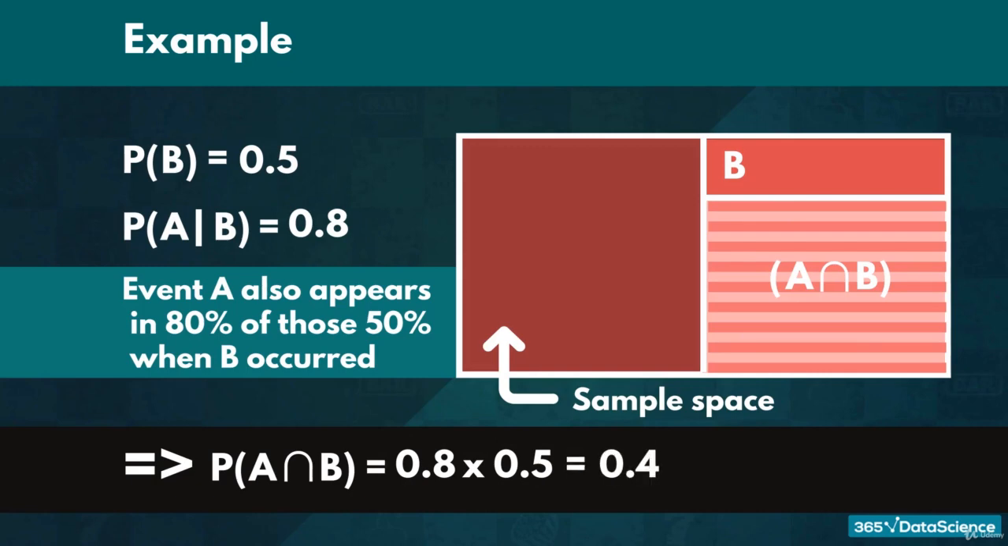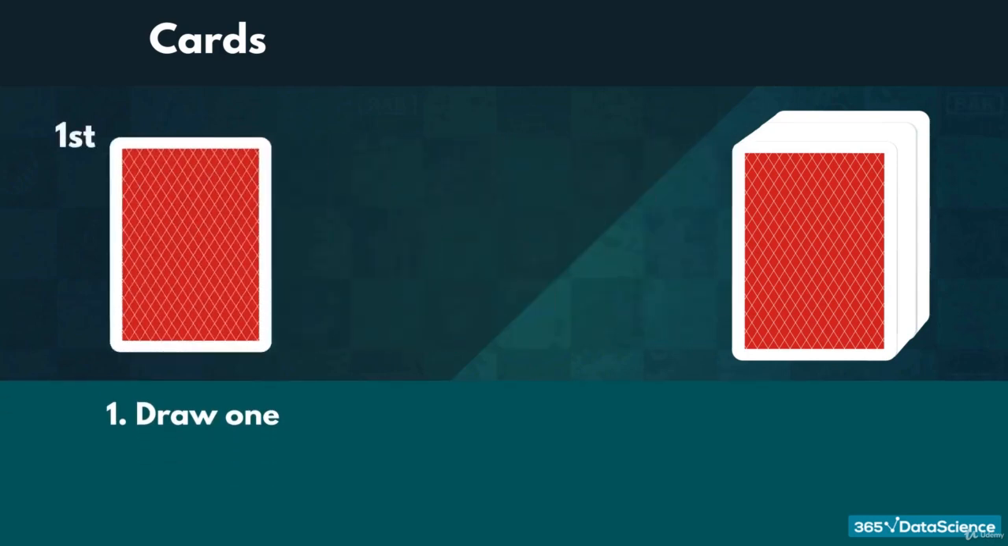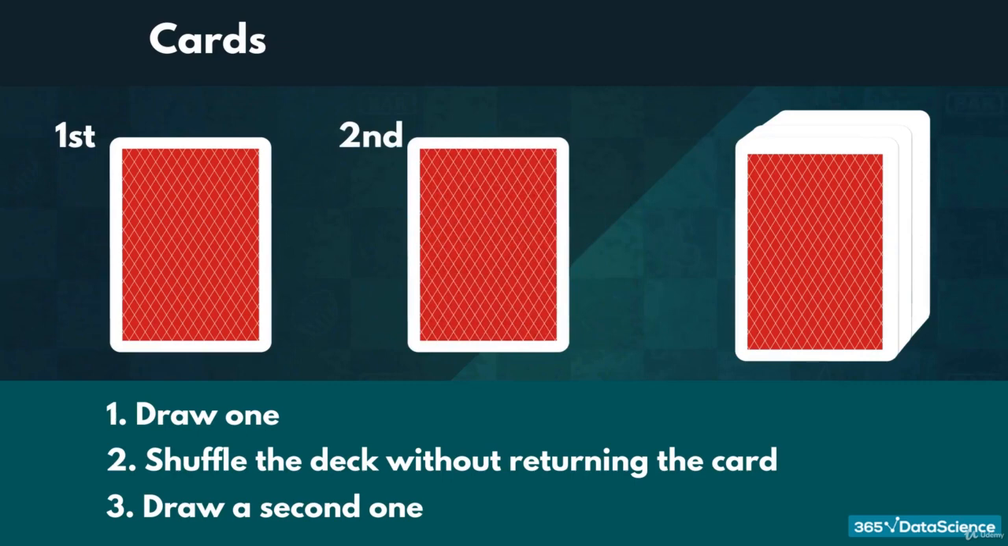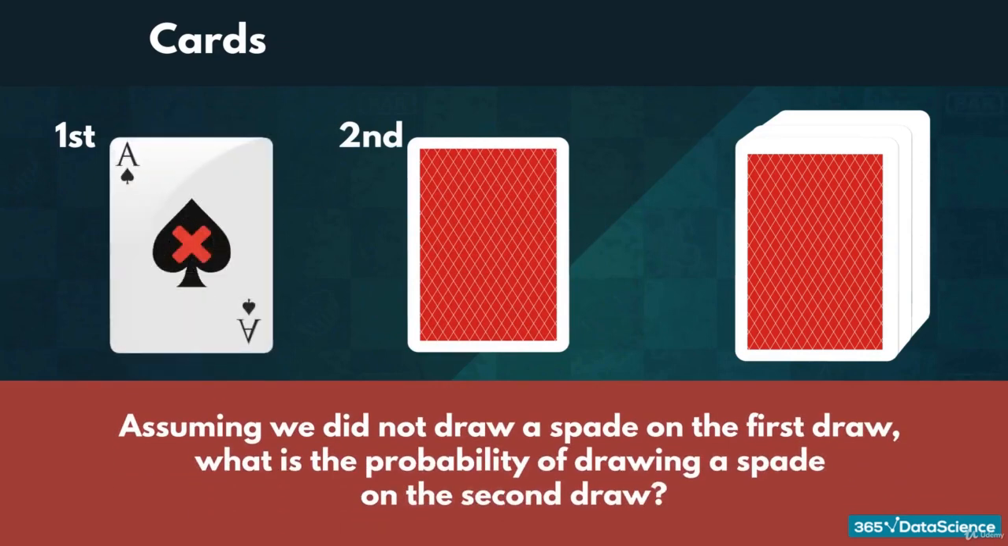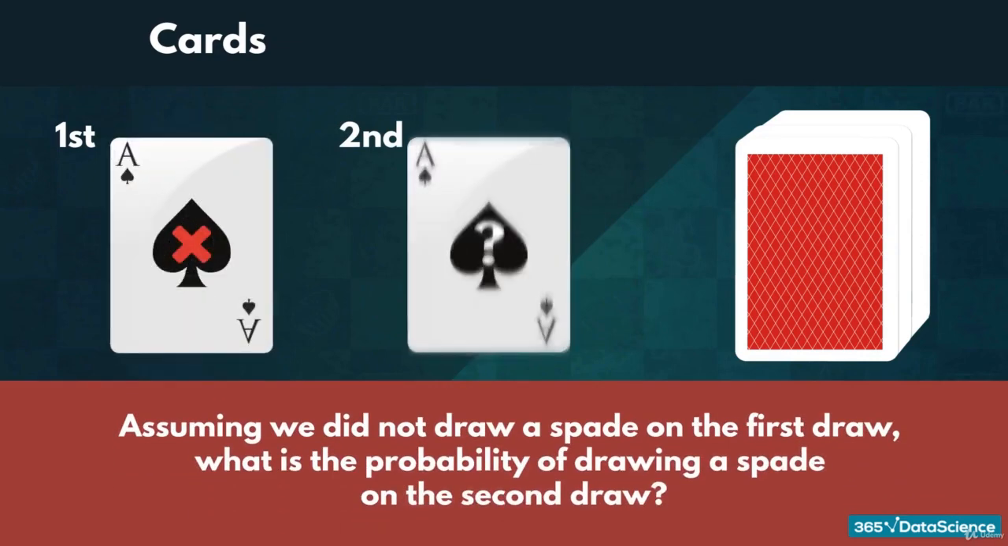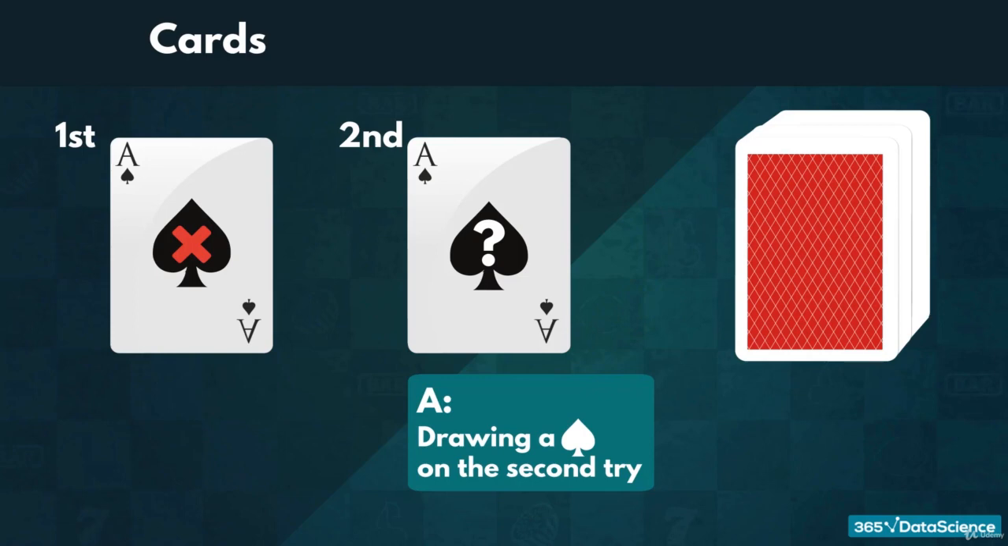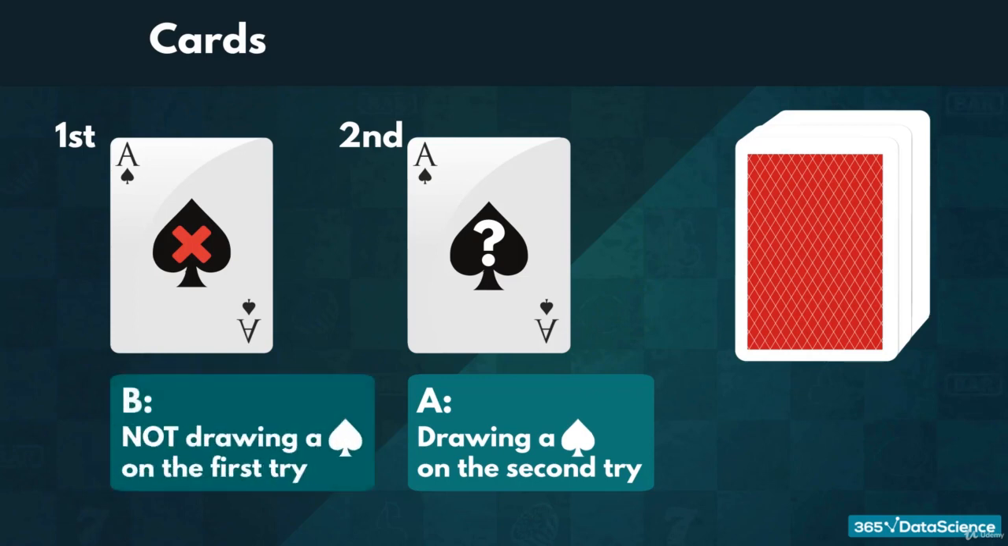Let us look at another example. Suppose we draw 2 cards from a standard deck of 52 playing cards. We draw one, shuffle the deck without returning the card, and then draw a second one. Assuming we did not draw a spade on the first draw, what is the probability of drawing a spade on the second draw? If we express these as a single conditional probability, event A would be drawing a spade on the second try, and event B would be not drawing a spade on the first try.